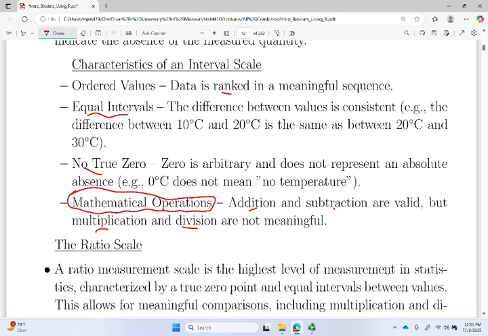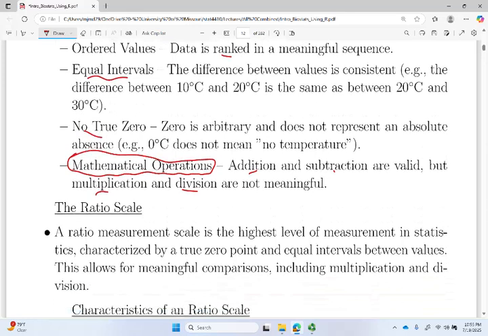Is 40 degrees Celsius twice the temperature of 20 degrees Celsius? If we convert that to Fahrenheit, then it's not. And so you just have to be careful.